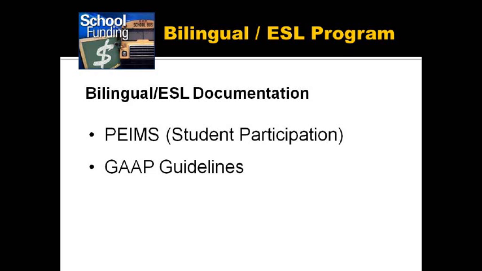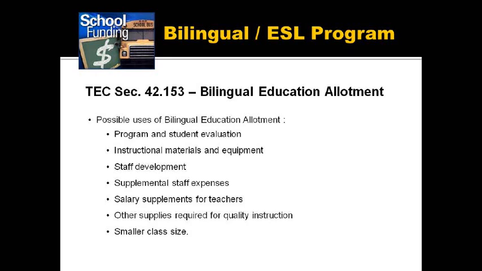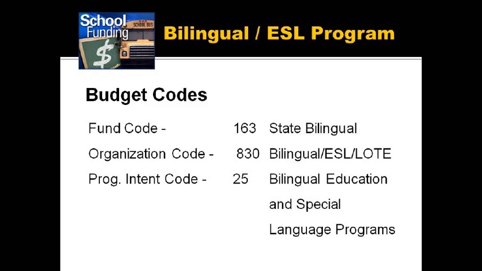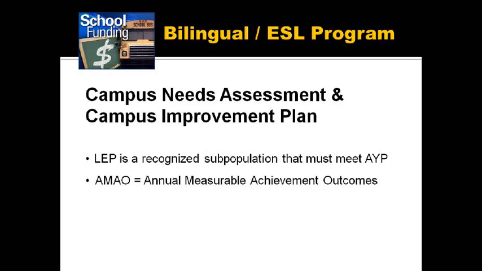As previously stated, a district's bilingual education or special language allocation may be used for the reasons seen on your screen. Common budget codes used in conjunction with the bilingual ESL program include Fund Code 163, State Bilingual, Organization Code 830, Bilingual ESL and Languages Other than English, and Program Intent Code 25, Bilingual Education and Special Language Programs.